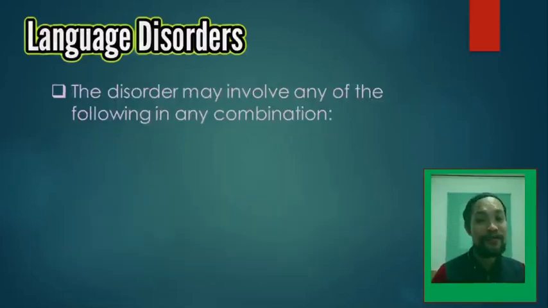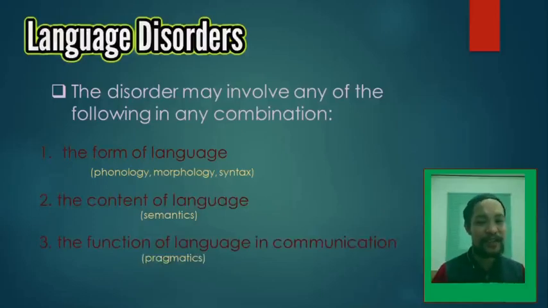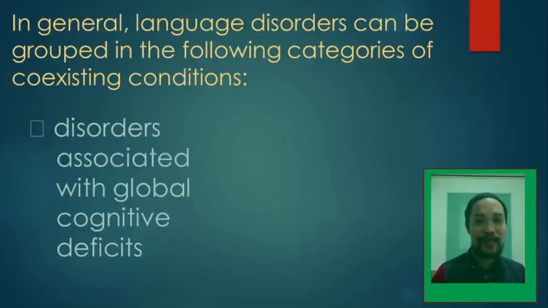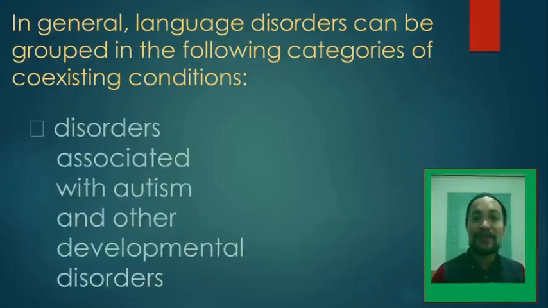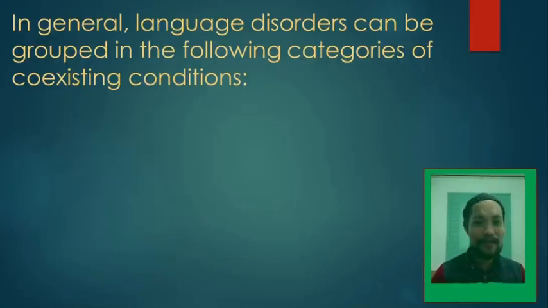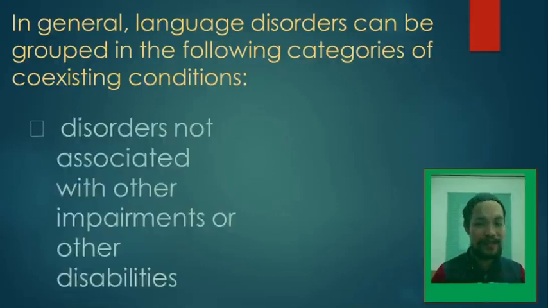The disorder may involve any of the following in any combination: the form of language, or its phonology, morphology, syntax; the content of language, or semantics; the function of language in communication, or pragmatics. In general, language disorders can be grouped in the following categories of coexisting conditions: disorders associated with global cognitive deficits, disorders associated with autism and other developmental disorders, disorders associated with hearing impairments, disorders associated with social or environmental factors, disorders not associated with other impairments or other disabilities.